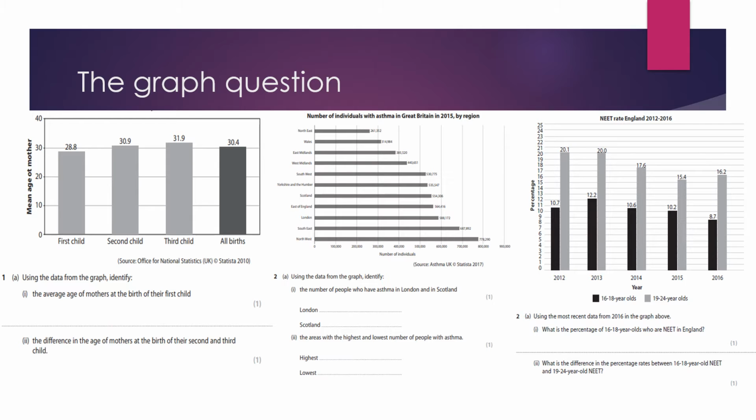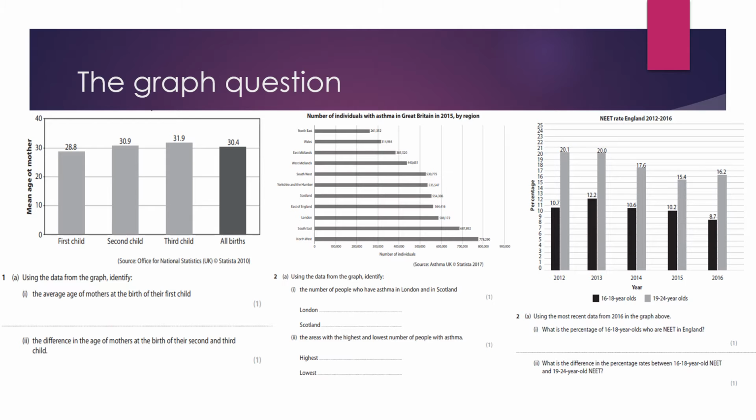It could be, as you can see, the average mean age of mothers. It could be looking at people with asthma in Britain. It could be NEET rates. There are loads of questions, and they always have a graph. Now, these questions may look scary at first, but really all they're asking you to do is pick out a piece of information from a graph.